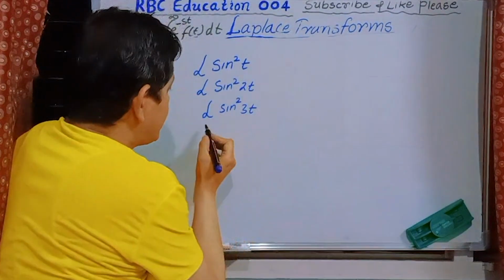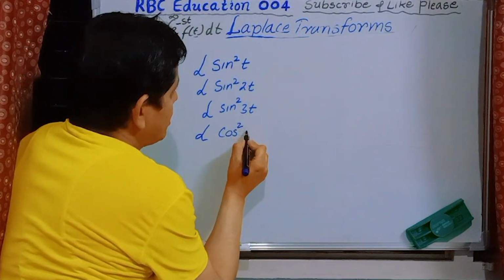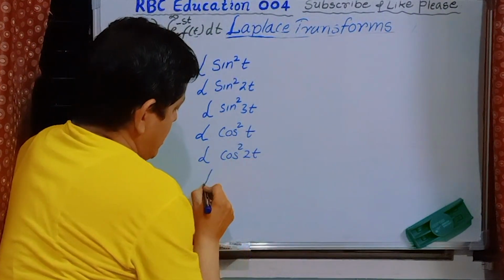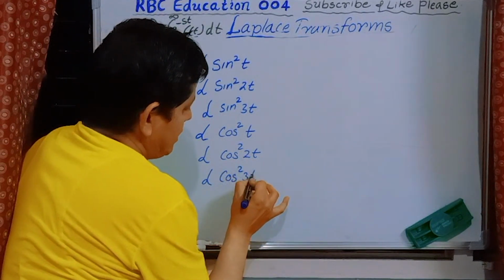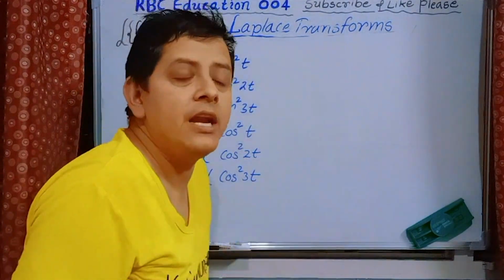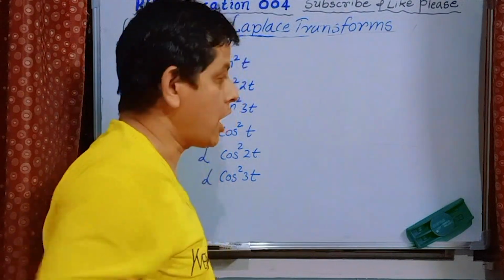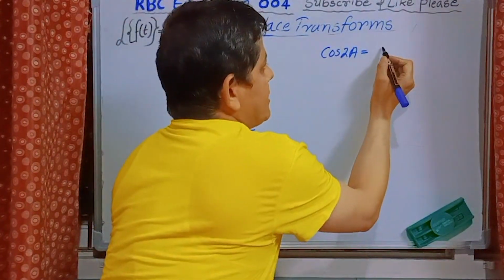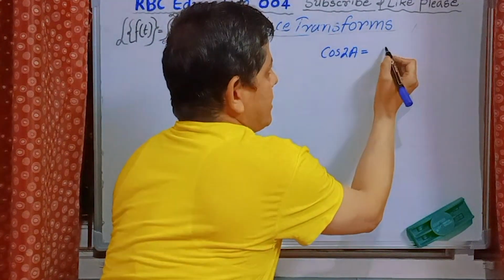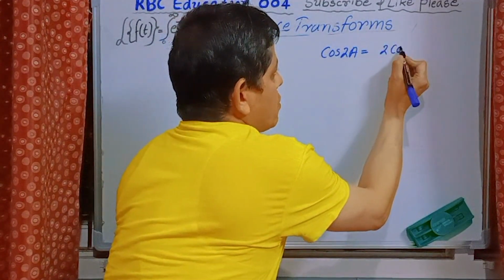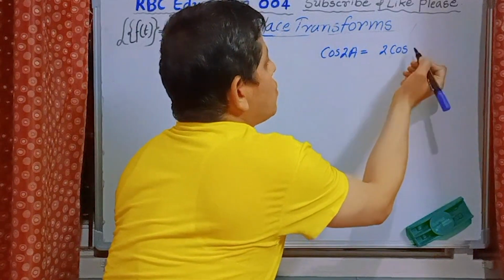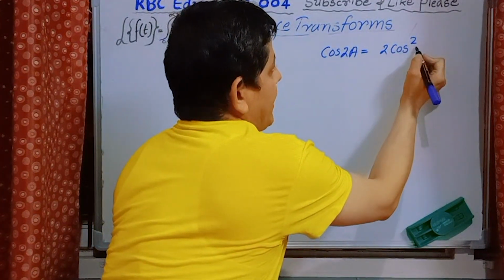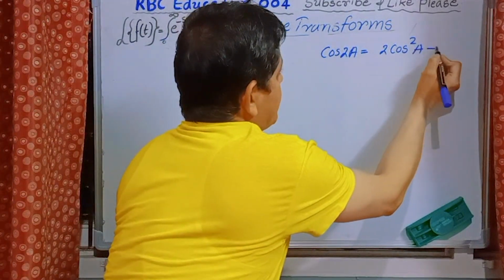Similarly, you can also solve the questions related to Laplace cos square t, Laplace cos square 2t, or Laplace cos square 3t. You can solve all these questions just by knowing one or, you may say, two formulas. We must know cos 2a is 2 cos square a minus 1, and here we want the square, so it must be 2 cos square a minus 1.